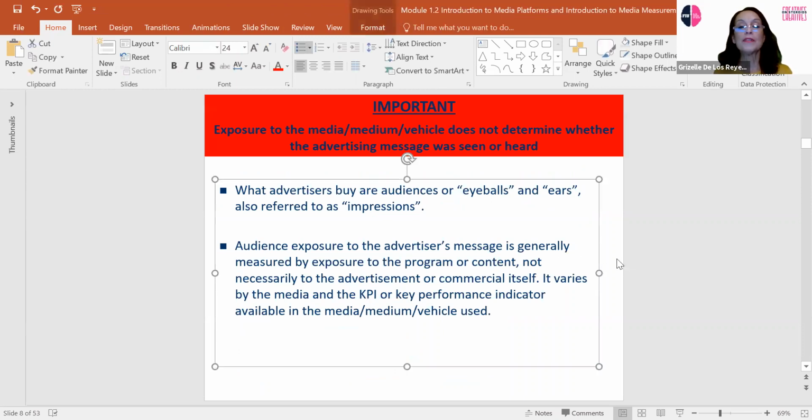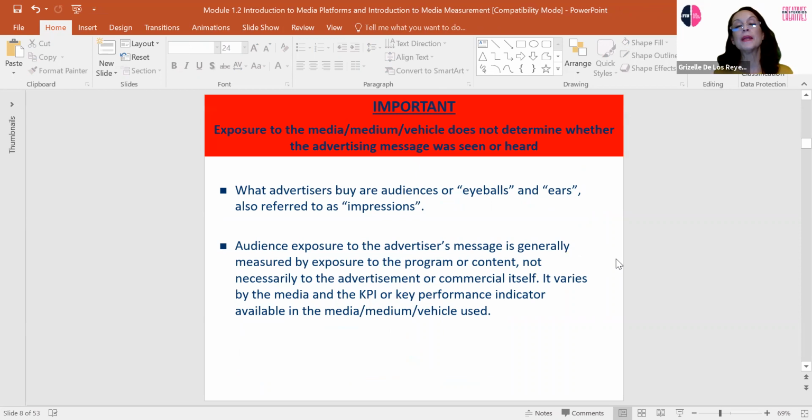Remember that it's interesting because what advertisers are buying are eyeballs and ears, and this is referred to as impressions. So every time you see this word impressions, what it means is opportunities to see. And also remember that you are literally buying exposure to the traffic to that website. You're buying exposure to that program. So what you're buying is potential exposure or opportunities to see, not actual exposure, meaning actual exposure to the commercial message.